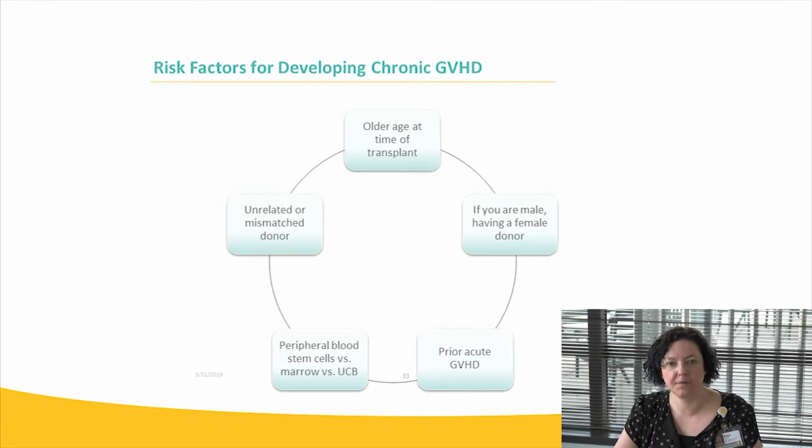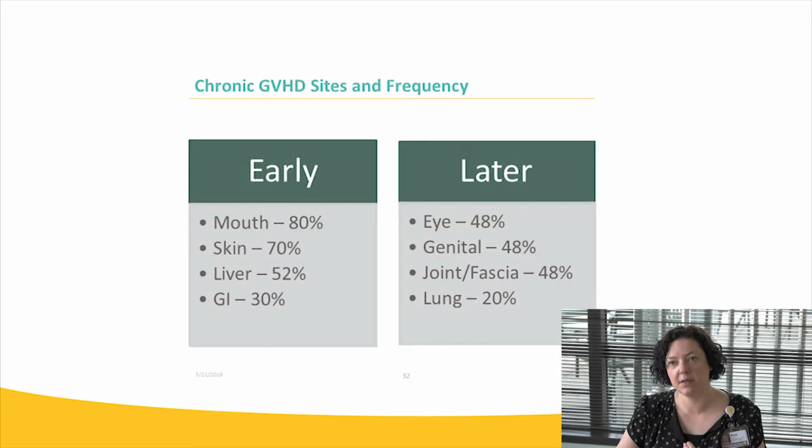Many more systems are involved with chronic as opposed to acute. We can see with acute GVHD, we're looking for skin, liver, and gut changes. With chronic GVHD, we can see mouth, skin, liver, GI, eye, genitalia, joint fascia, and lung changes. These are divided kind of between early and later occurrences. The earlier systems and signs that we see when we first diagnose are typically mouth, skin, liver, and gut, with the frequency there you'll see on the table.